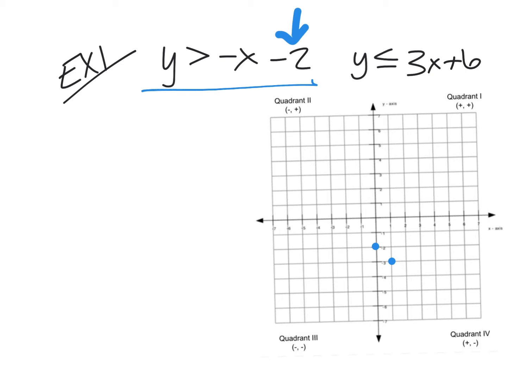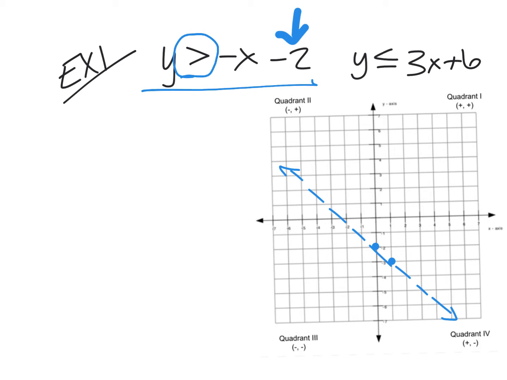Now here's another key. If you look at the sign and it doesn't have an equal to underneath it, if it's just greater than or less than, then it's a dashed line, because that's telling me that it does not include the line. So the solution to this linear inequality does not include points on the line. It's saying it has to be greater than that line.